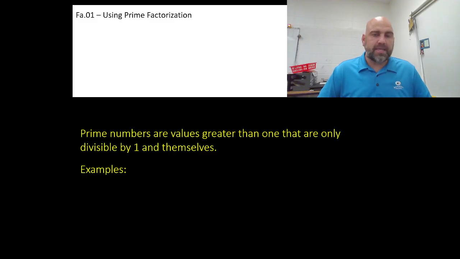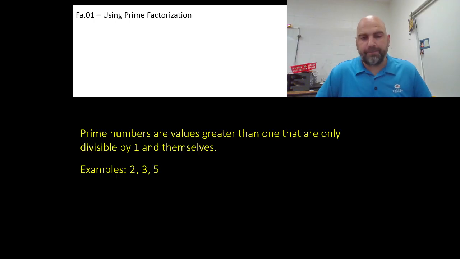So the smallest example that we have is the number 2. The only values that you can divide evenly into 2 are 1 and 2. That's it. So it's a prime number. Now, the interesting thing about 2 is that all other even numbers are divisible by 2. So 2 is the only even number that is a prime number. So let's think next. Is 3 a prime number? It is. It's only divisible by 1 and 3. 4 is even, so it's not.